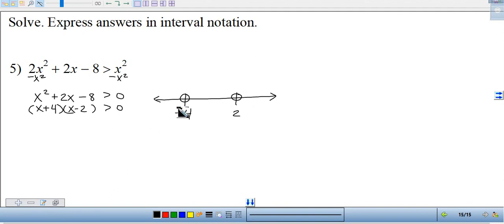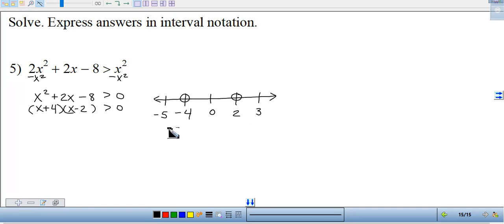Now to solve this, I have to test a number in each section of this number line. I need to pick something smaller than -4. I'm just going to pick -5. Then I pick something in between -4 and 2. 0 is good; it's an easy number to plug in. And something bigger than 2: 3.